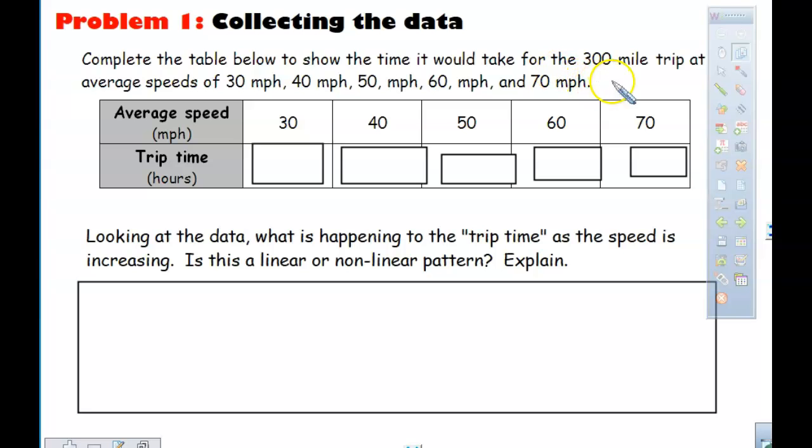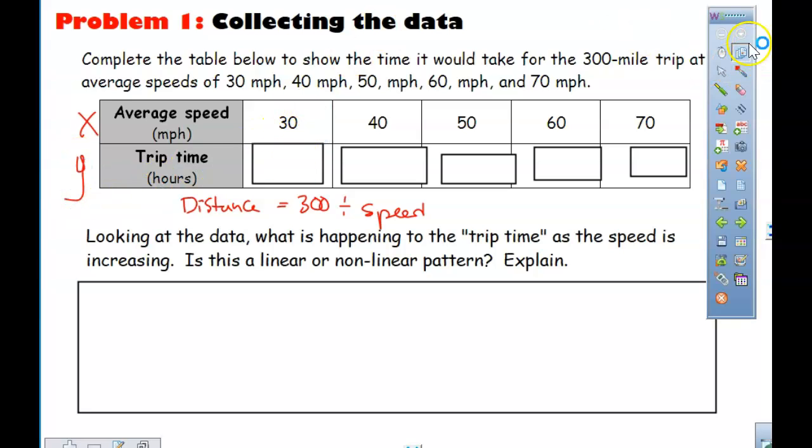So again, with those calculators, we are finding, if our average speed is 30, we want to know the time. Now, we know that distance, in our case, was equal to 300. And we are going to be dividing that by your speed. Speed is X. My trip time is Y. So 300 divided by 30, no problem, right? Don't even need your calculator for that. It's going to take me 10 hours. Does that make sense, everyone?